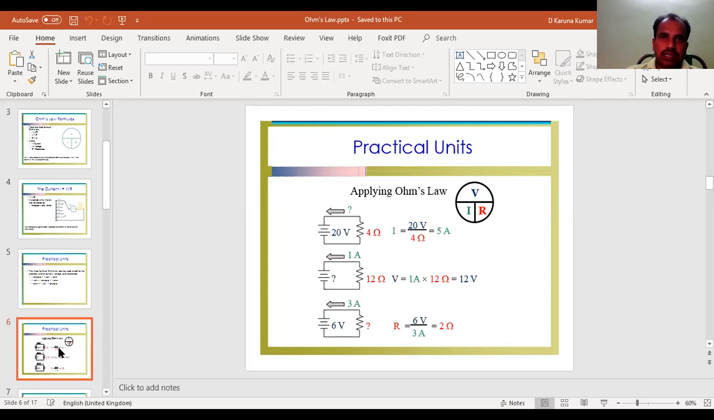And the third circuit is the resistance value. To find the resistance value, given the voltage is 6 volts and the current is 3 amperes, R equal to V by I. So R equal to V by I, V value is 6 volts and I value is 3 amperes. The final resistance value is 2 ohms.